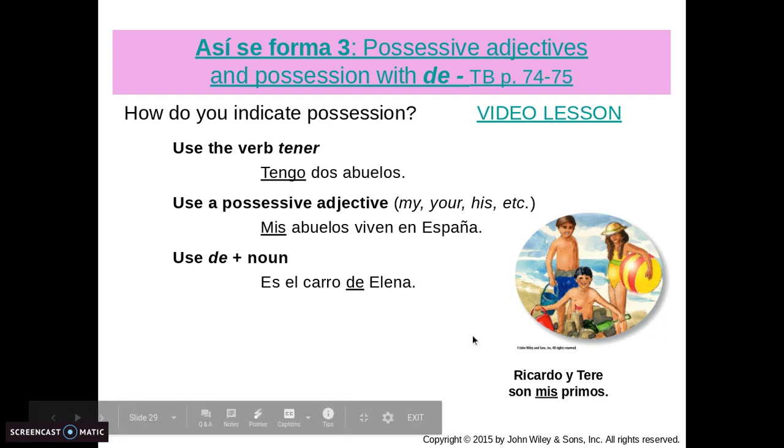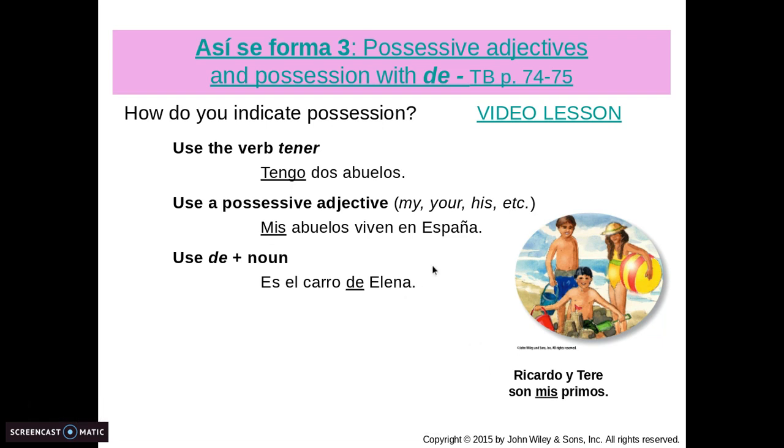It could be my cousin's car, el carro de mis primos, okay? They're my cousins. I'm showing possessive using mis, but I'm showing who possesses the car by using de. So an example here is el carro de Elena. It's the car of Elena. So we're always going to use de when we're talking about an object and telling who it belongs to. It is the blank of blank.